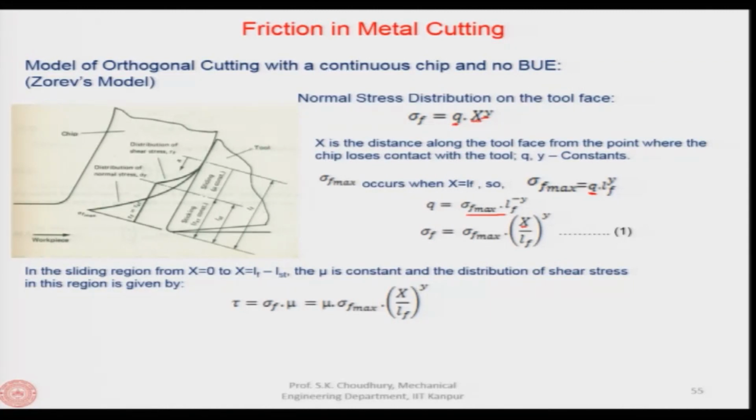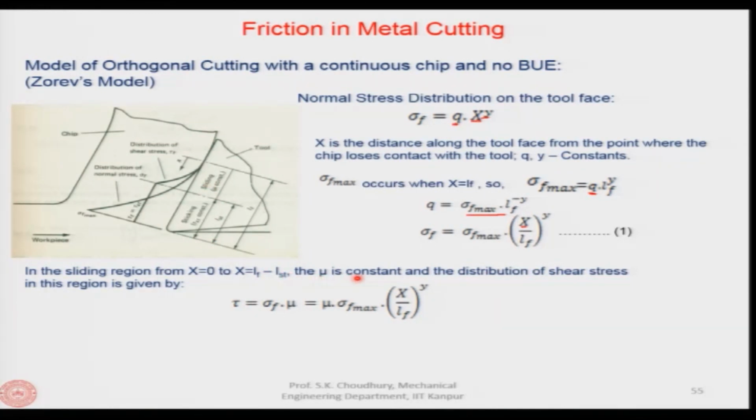Now, in the sliding region, what happens? In this sliding region, x goes from 0 to x equal to LF minus LST. Okay. So, x equal to 0 here and x equal to LF minus LST, as I said, LF minus LST.